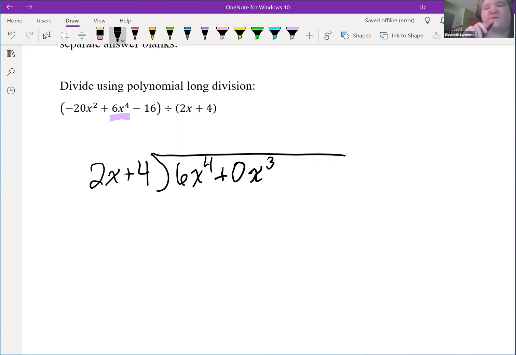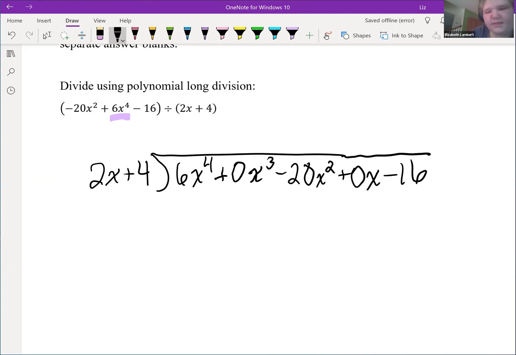And the book does this on far, far too many of these. So just FYI, expect to have to put at least one 0 in there. Now we have minus 20x squared. We have no x's, so I'm just going to put plus 0 x, and then minus 16. Then I'll just extend that bar on top.